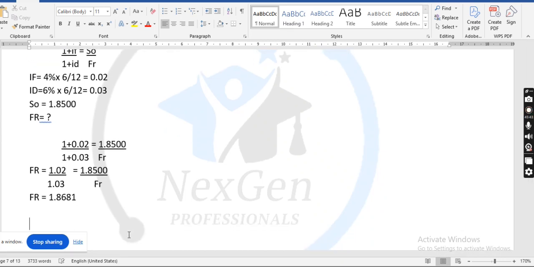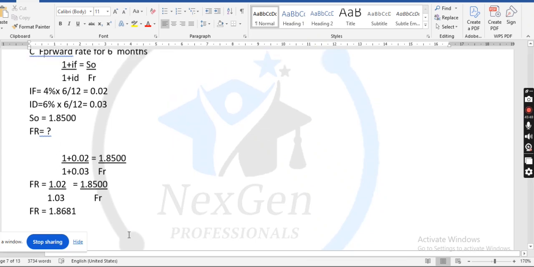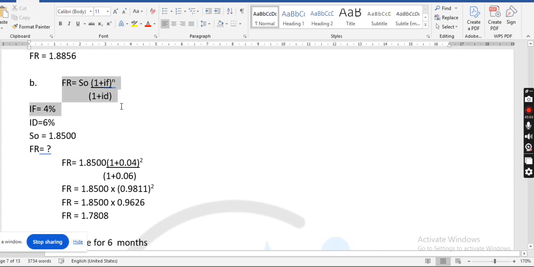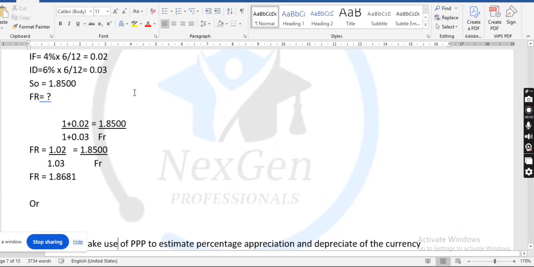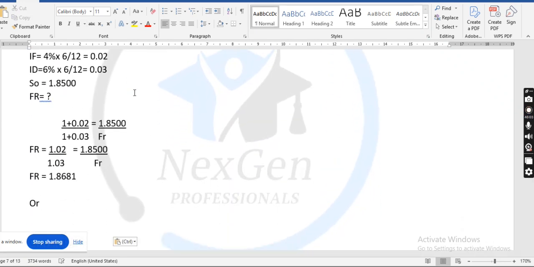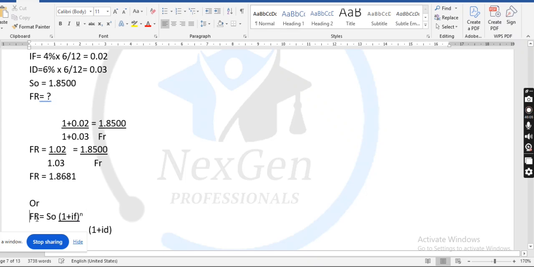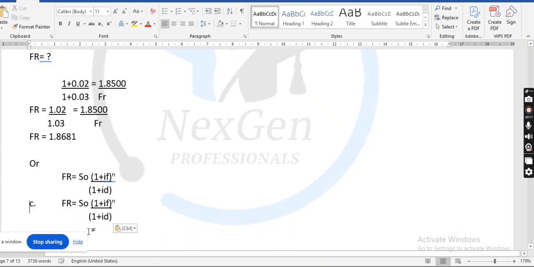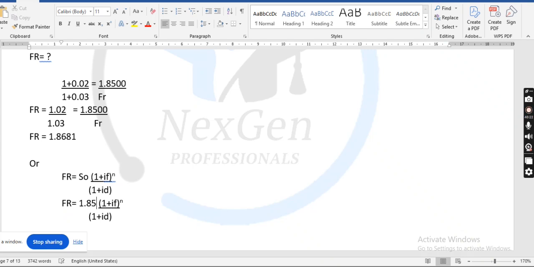Now, this is the forward rate, right? Let's bring out the formula for when it is 1 year, when it is 2 years, that you use to calculate forward rate for maybe 4 years. Let's use this and see if we have the same thing. So what is the spot rate? The spot rate still remains 1.8500.